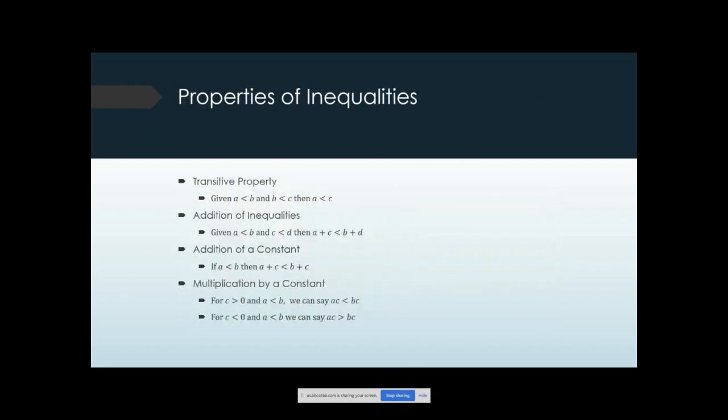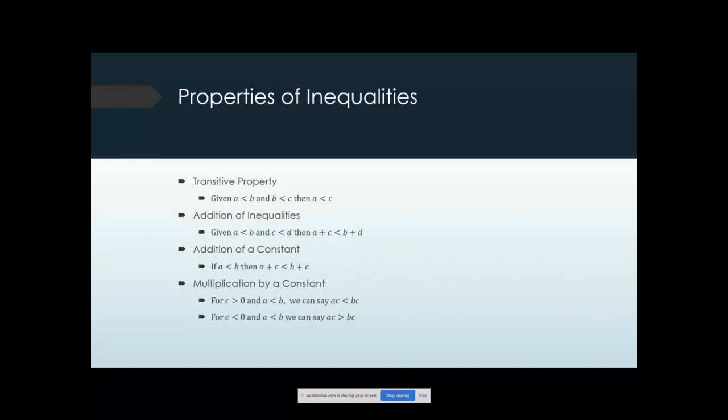So in order to get to solving inequalities, once we understand how to write our solutions, we need to then take a look at properties. So we've got the transitive property, which says if A is less than B and B is less than C, then A has to be less than C.